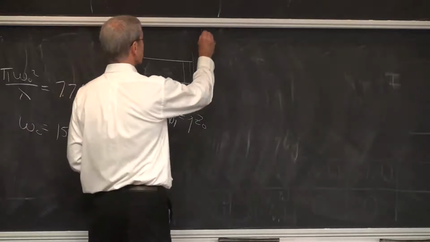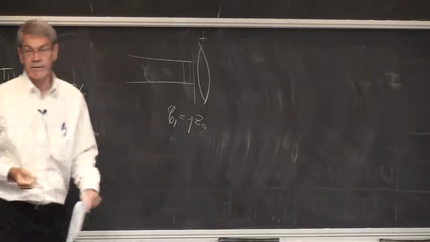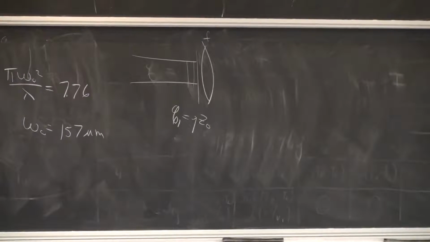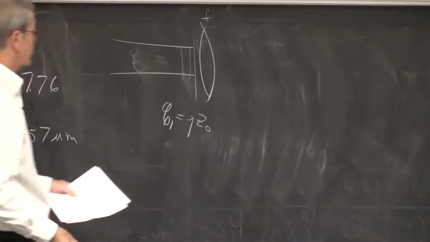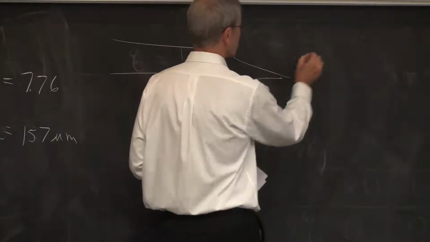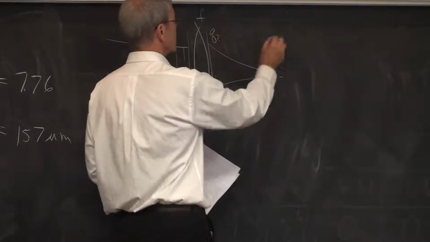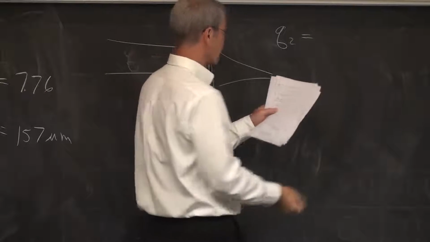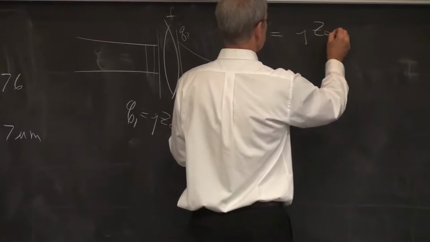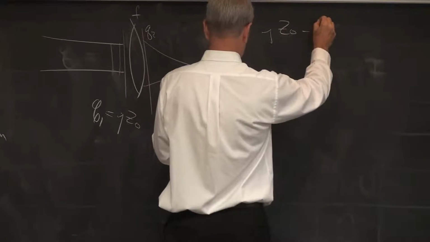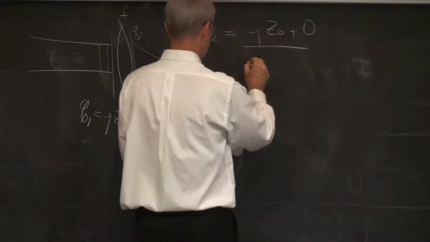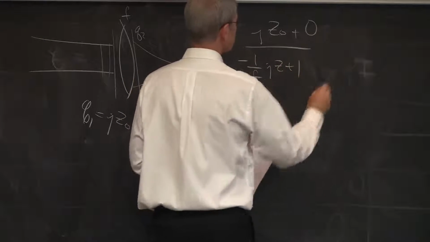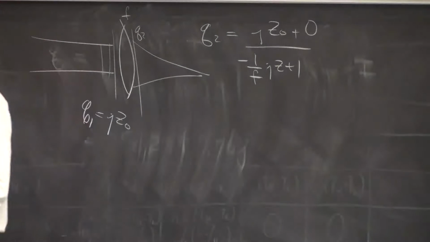I've got this lens here. So I do the same thing. And I'd like to figure out where does it come to a focus? And of course, how big is it? And so you do the same thing, and you find that Q2, it's going to come down here. Here's Q2. So Q2, just initially you get something gross like, jZ0 minus 0 or plus 0 divided by minus 1 over F jZ0 plus 1. And you got to get that into real and imaginary.